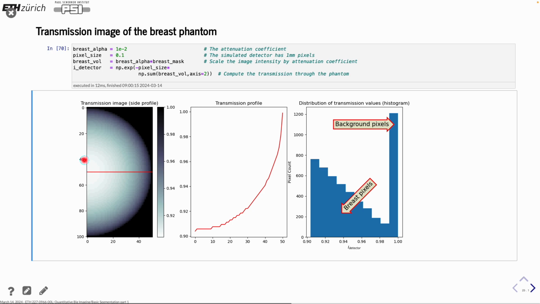It's a flipped column up here. It's a bit confusing, but it's more like the radiograph as you would expect it from the film technique. And then you get this kind of profile if you look along this red line. Looking at the histogram, we have decaying numbers here, which correspond to the breast pixels. And then we have a very large peak here, which is the background in the image.